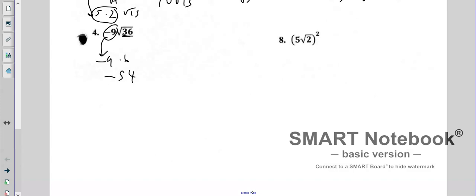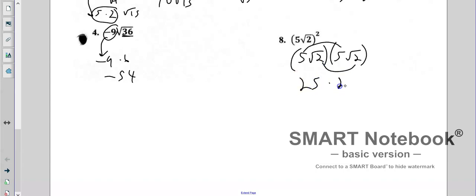All right, now this one throws people off sometimes. I would suggest you do this if you have trouble with these problems. And then you simply do outside times outside, inside times inside, the radical disappears, and that ends up being 50.